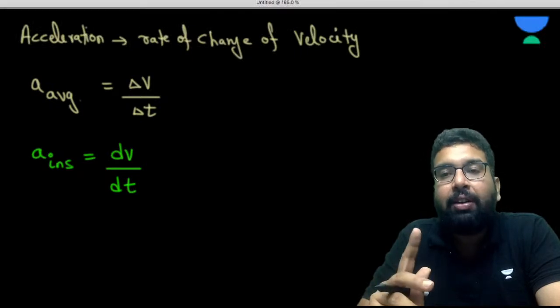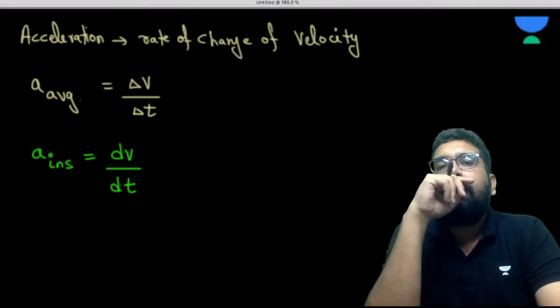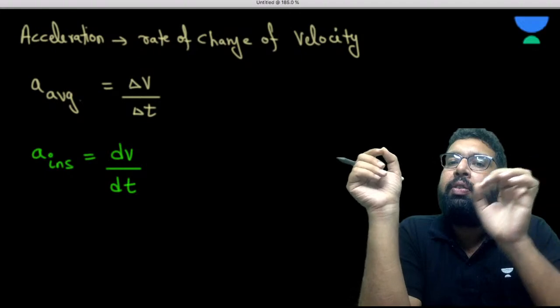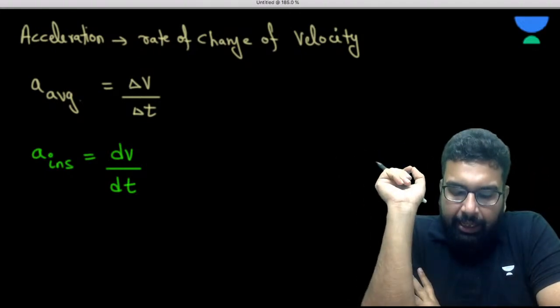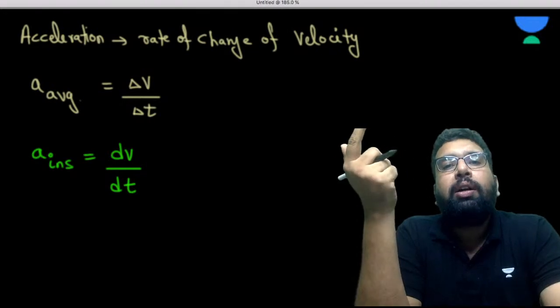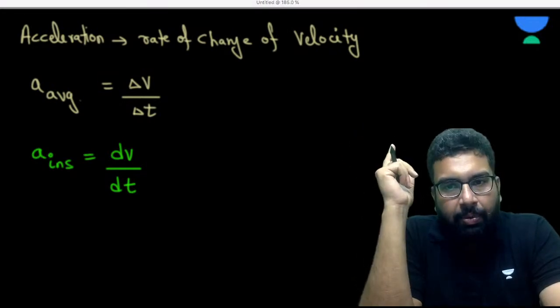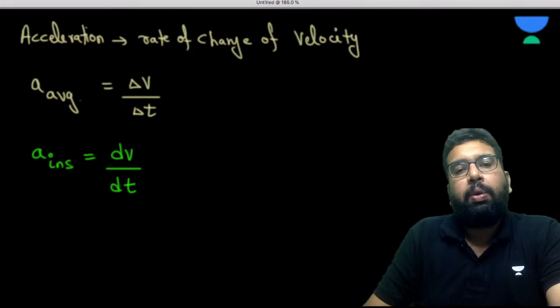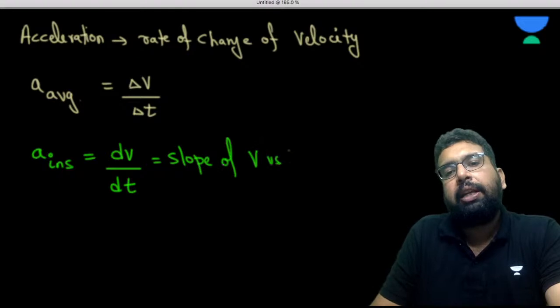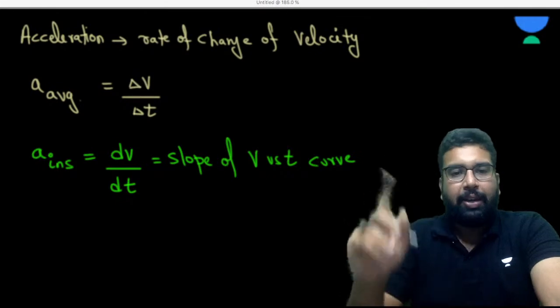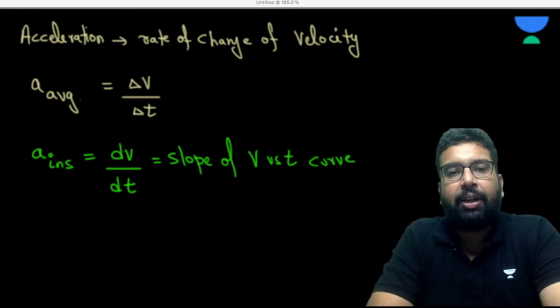So lastly, what have we learned? dy by dx is the slope of the curve in y versus x axis. In the same way, dv by dt is nothing but the slope of the curve in the velocity versus time curve. Yes or no? Slope of the v versus t curve. Okay. In the same way, you can relate with that now.